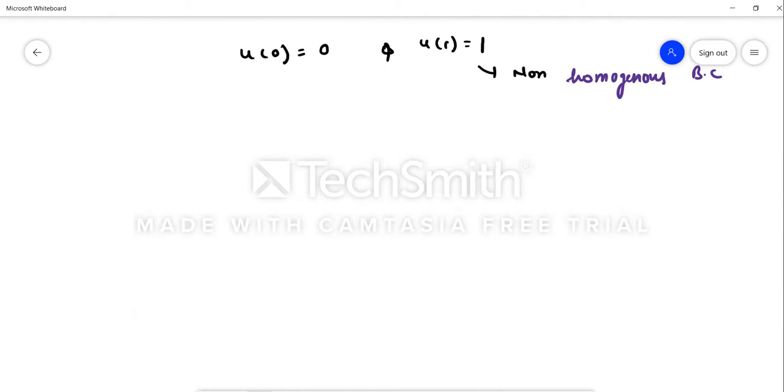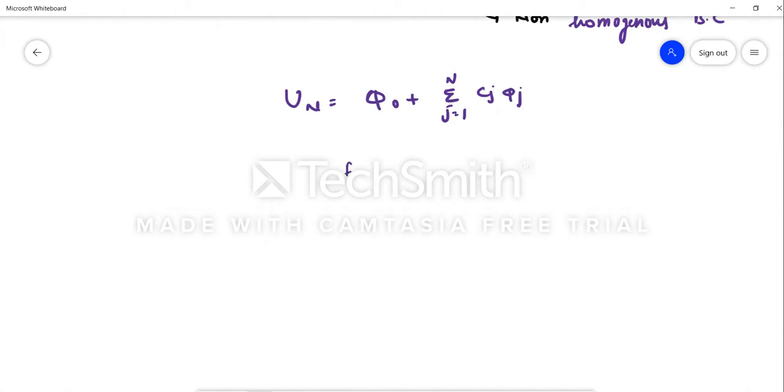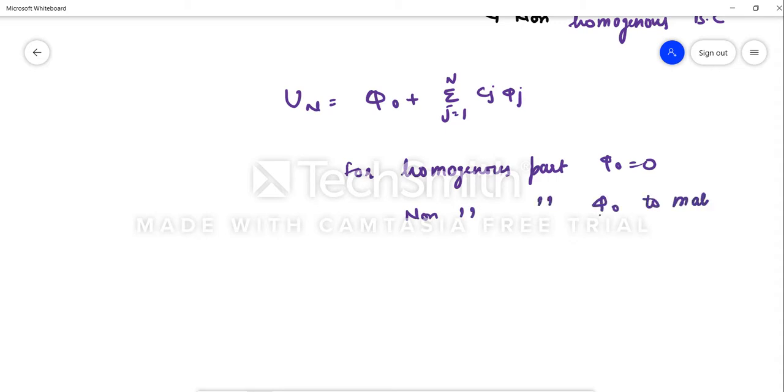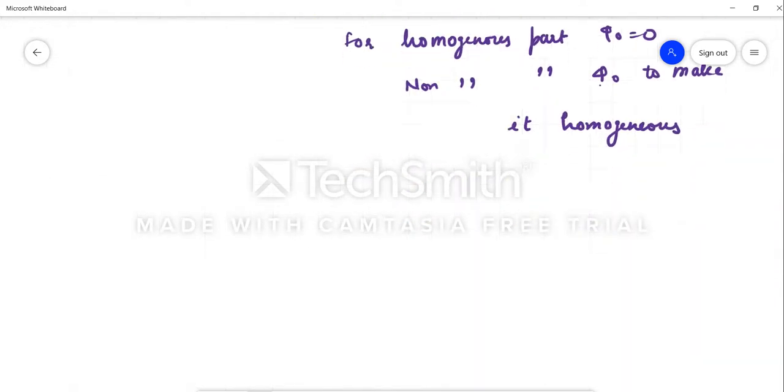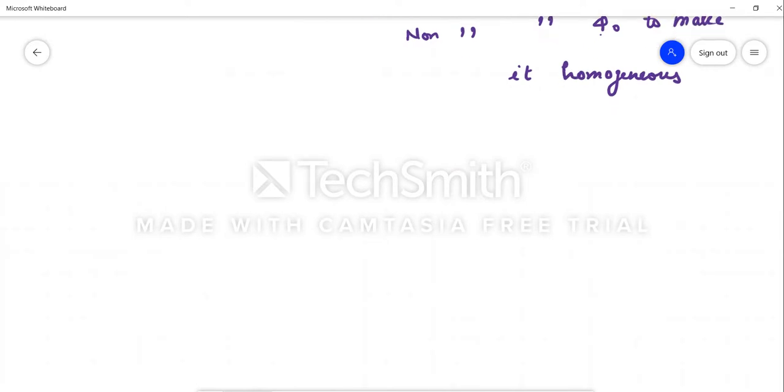So what we do is write the solution in this way: u equals phi naught plus the sum over j equals 1 to n of cj phi j. For the homogeneous part phi j equals 0 at the boundary, and for the non-homogeneous part we use phi naught to make it homogeneous. Now just solve this, then you will get an idea how to solve this type of equation.